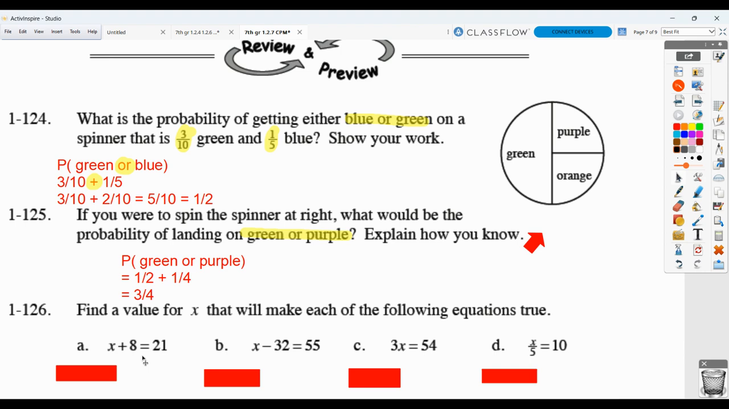Here you simply have to figure out what would be the value of x that would make these equations true. So what would you add to 8 to give you 21? Well, that x would have to be 13. What value of x subtract 32 will give you 55, and that's 87. Remember, a number in front of a letter means multiply. So what are we multiplying 3 by to give us 54? That's 18. And remember, a fraction bar means division. So you can think of this as x divided by 5 equals 10. What's the value of x?